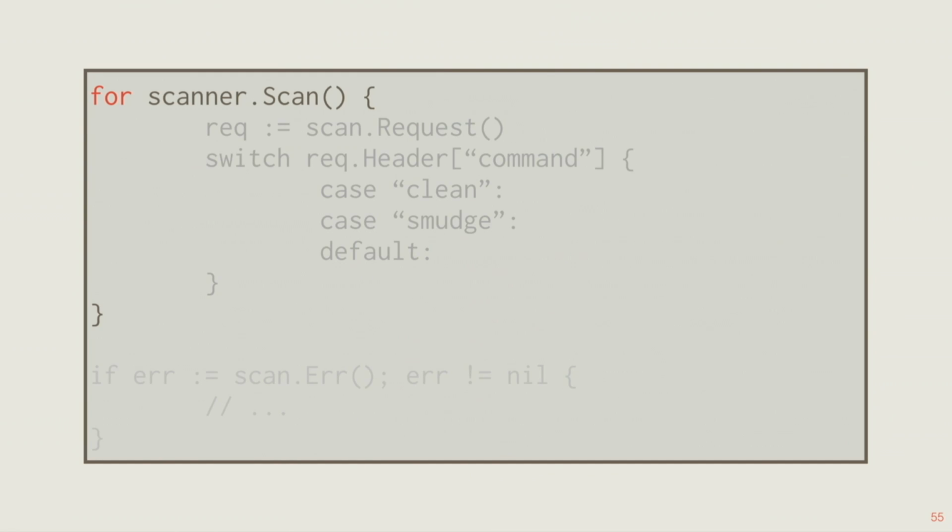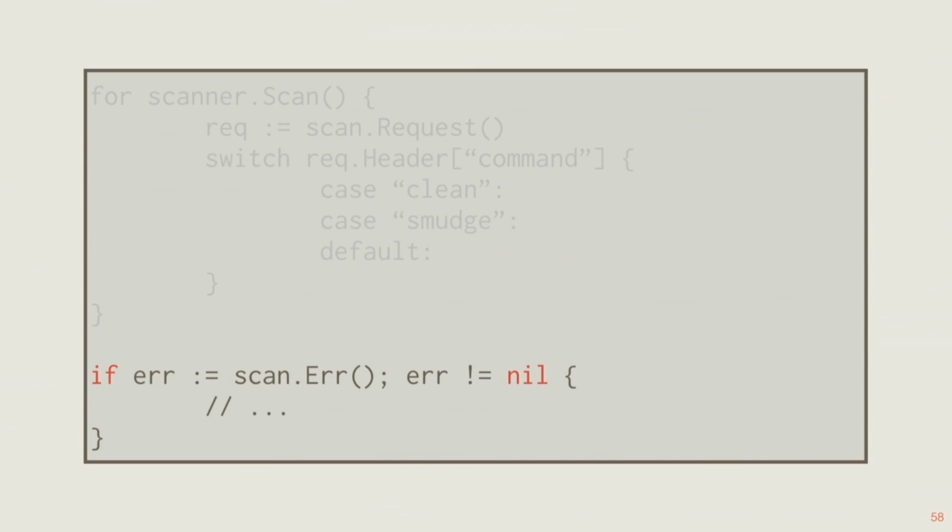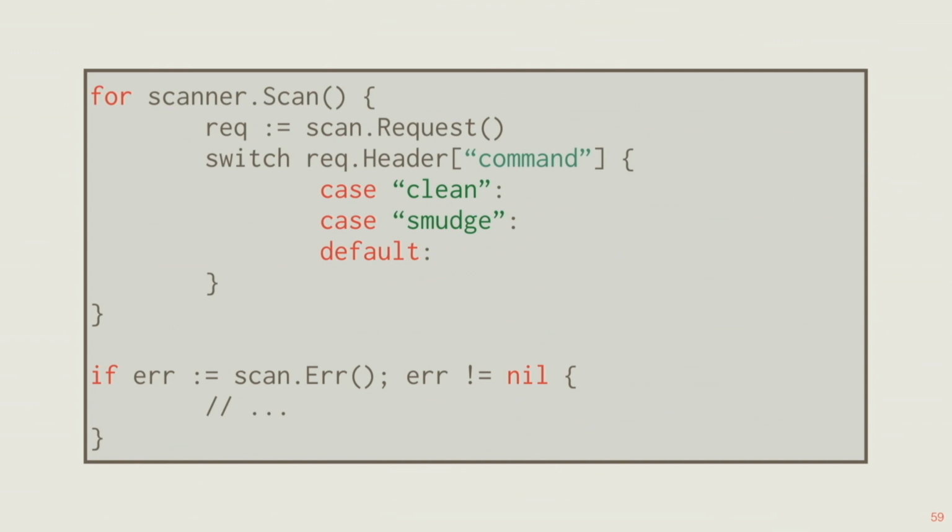In a loop, we call the scan method, which returns true when there's more data to process, or false when there's an error or we're at the end of the stream. So while we have data to process, we grab the next request that Git sent us, and decide based on the command that Git told us what we should actually do, whether that's cleaning, smudging, or doing something that we don't know about. And then once we're done, clean up any errors and respond as appropriate. And really, at the highest level, that's about it.